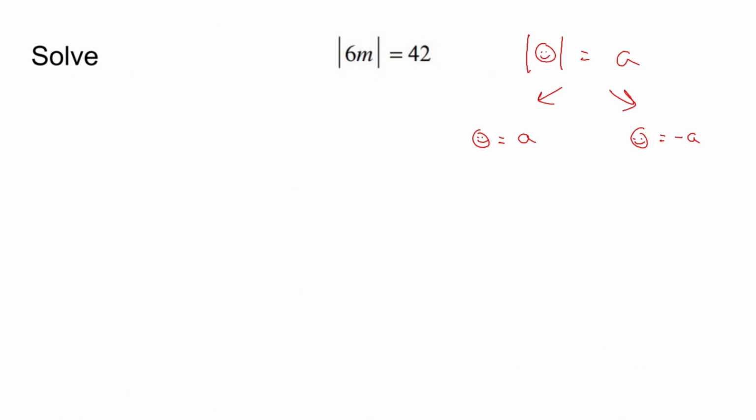This is what I have. I have the absolute value of stuff equals 42. So what I need to do is split this up into 2 equations. You write out whatever's inside the absolute value, 6m and 6m. You drop down your equal sign. Then one of your equations is going to have the original right side, and the other equation is going to have the opposite of the right side. The opposite of 42 is negative 42.